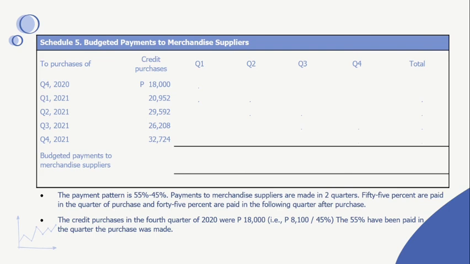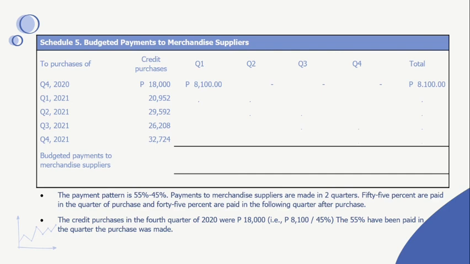Then, credit purchase in the fourth quarter of 2020 is 18,000. Kay, naa man tayo beginning balance pagka January of 2021. So, it represents 45%, which is the uncollected amount sa atong gi-purchase pag quarter 4 in 2020. So, divide by 45, 18,000. So, ang 55% already paid na siya last year. So, for quarter 1, ang ato na lang bayaran is ang 8,100.